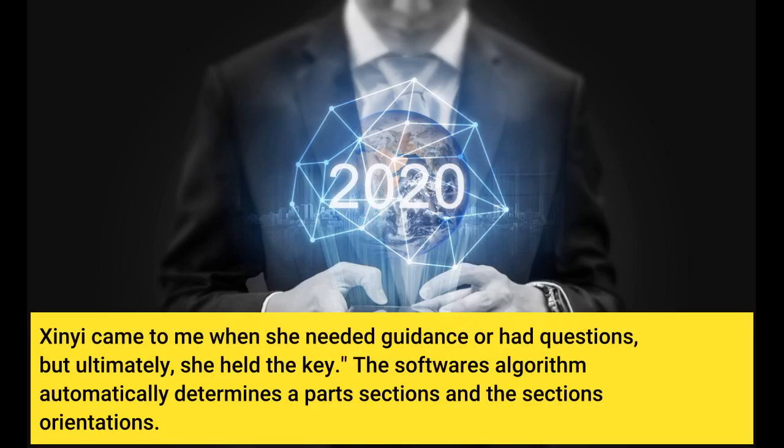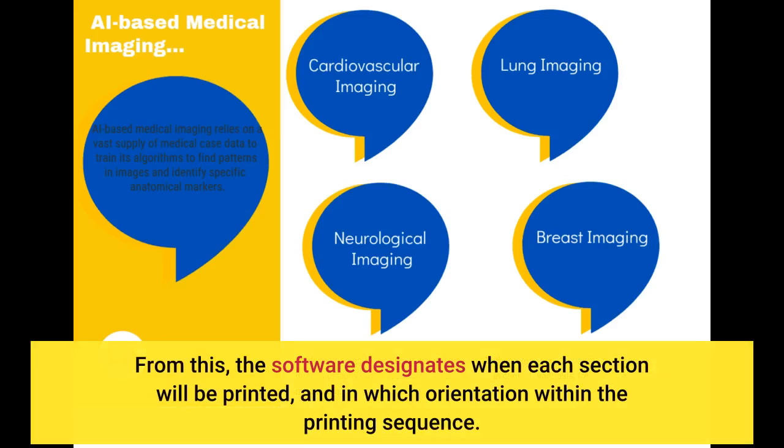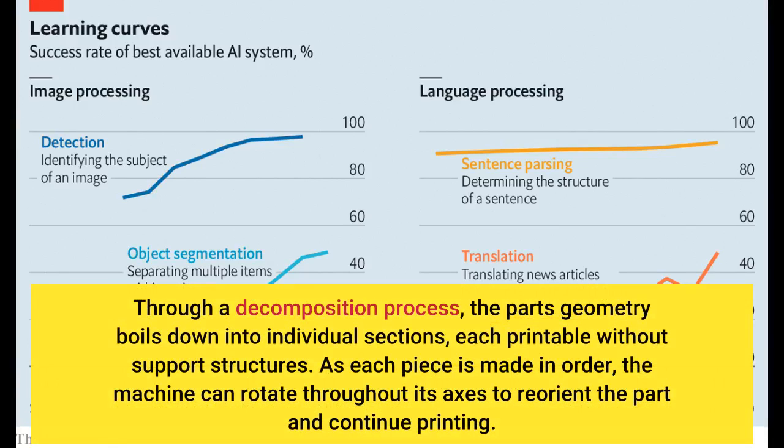"Shinyi came to me when she needed guidance or had questions, but ultimately, she held the key. The software's algorithm automatically determines a part's sections and the section's orientations. From this, the software designates when each section will be printed, and in which orientation within the printing sequence. Through a decomposition process, the part's geometry boils down into individual sections, each printable without support structures. As each piece is made in order, the machine can rotate throughout its axes to reorient the part and continue printing."